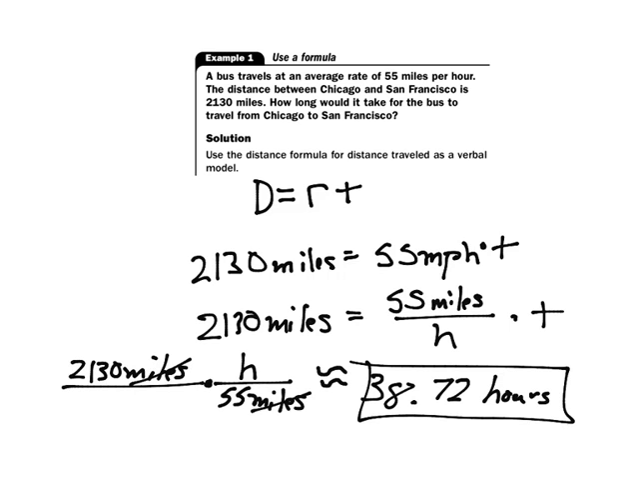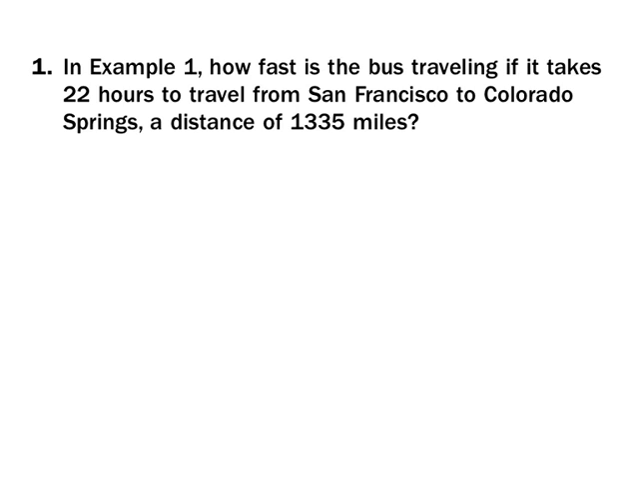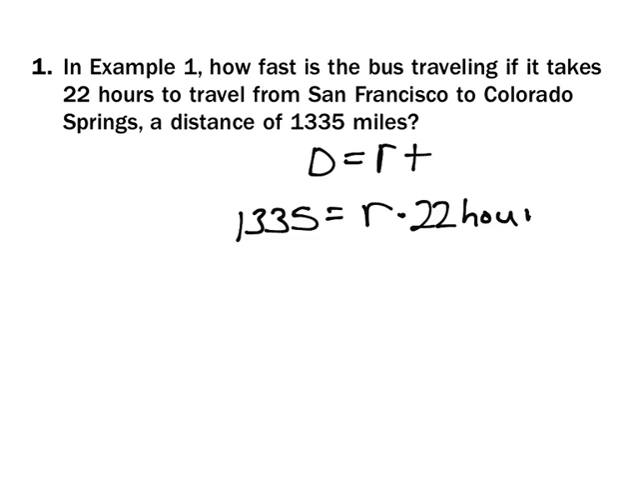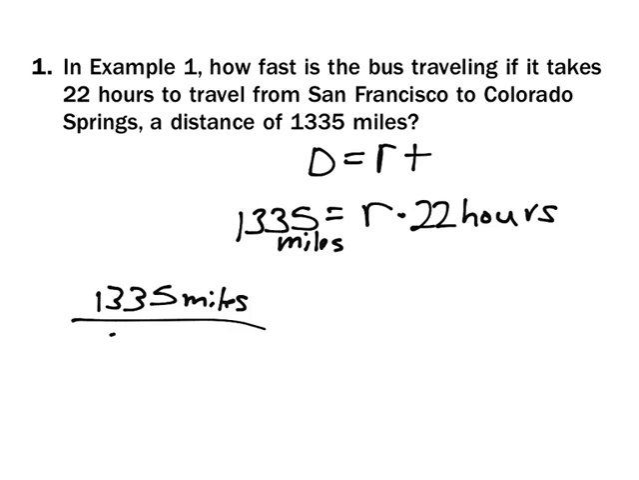Okay, let's do another one. It says in example 1, how fast is the bus traveling if it takes 22 hours to travel from San Francisco to Colorado Springs, a distance of 1,335? Well, again, D equals RT. So our distance in this case is 1,335 equals R times 22 hours. And I didn't put my miles here. This is miles. So we end up with 1,335 miles divided by 22 hours equals our rate.